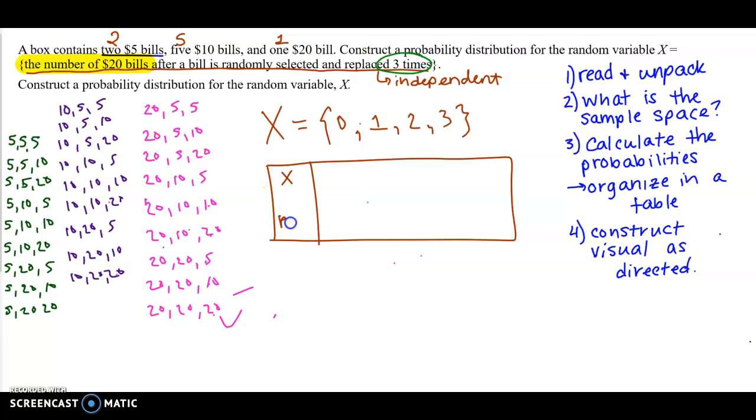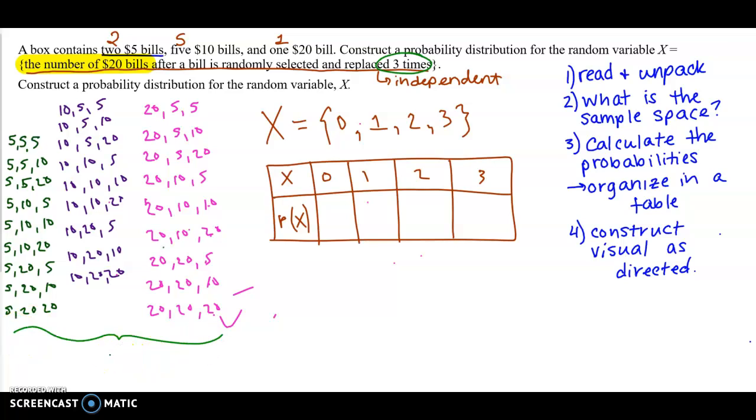X, probability of X, 0, 1, 2, 3. So make yourself a chart. It's a little bit easier to organize. And we know that there are 27 outcomes. All right.